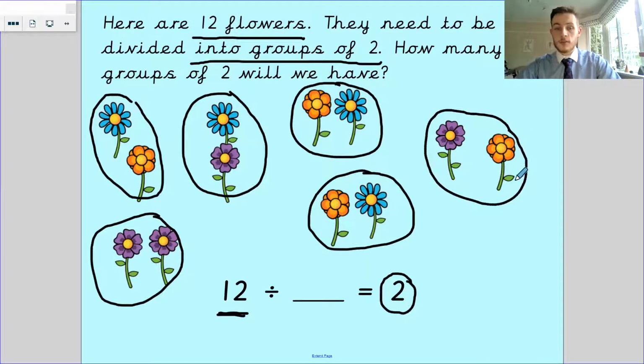Have I got any left? No, I've grouped them all. Super job. Now I've grouped all 12 in groups of 2. So I've done that and I've done that. So what's my final answer? What's the number I'm missing?